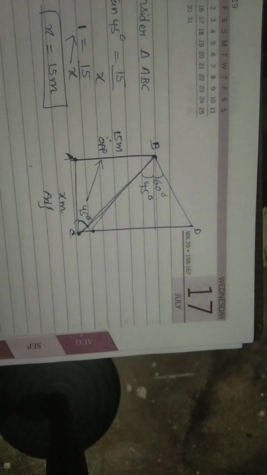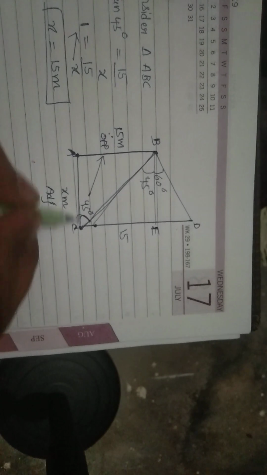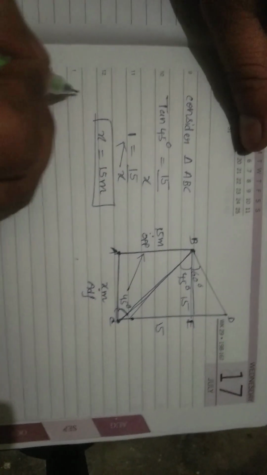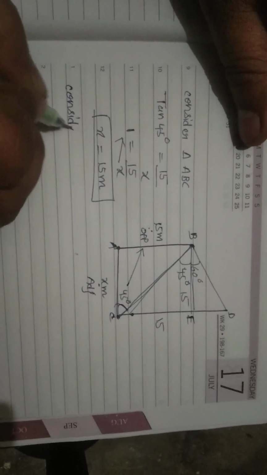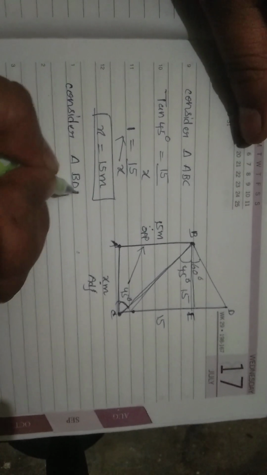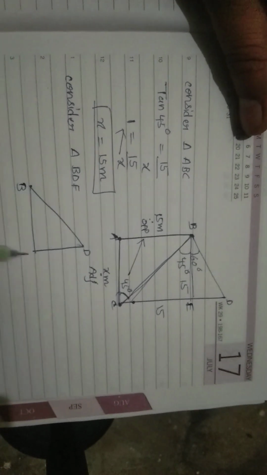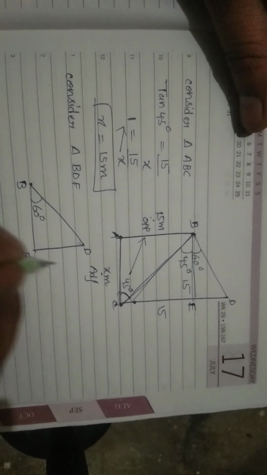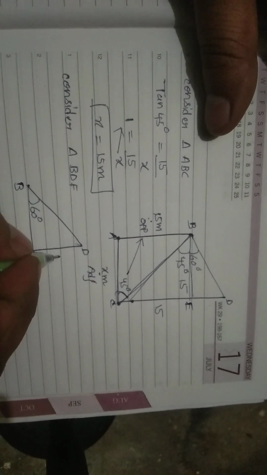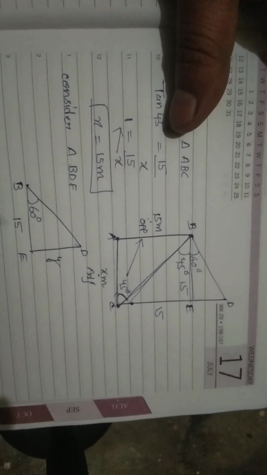Now let it be considered as E. Okay, if it is 15 meters, then this is also 15 meters, children. And one more thing, the distance between A and C is x meters, I mean 15 meters, and this is also 15 meters. So now let us consider triangle BDE. Here the angle is 60 degrees. Let DE be considered as y units, and this is 15.